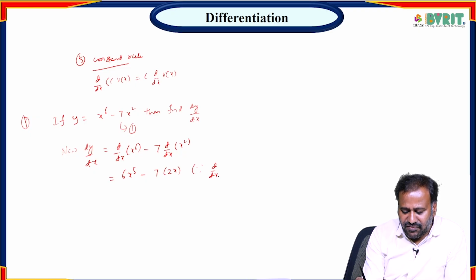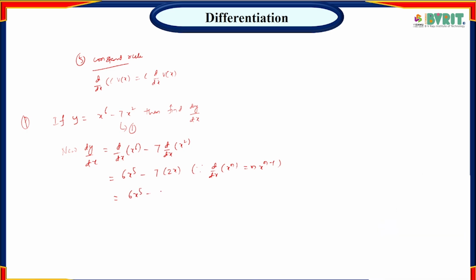d by dx of x power n is equal to n into x power n minus 1. Now the answer will be 6x power 5 minus 14x. Now let me go for the next problem.